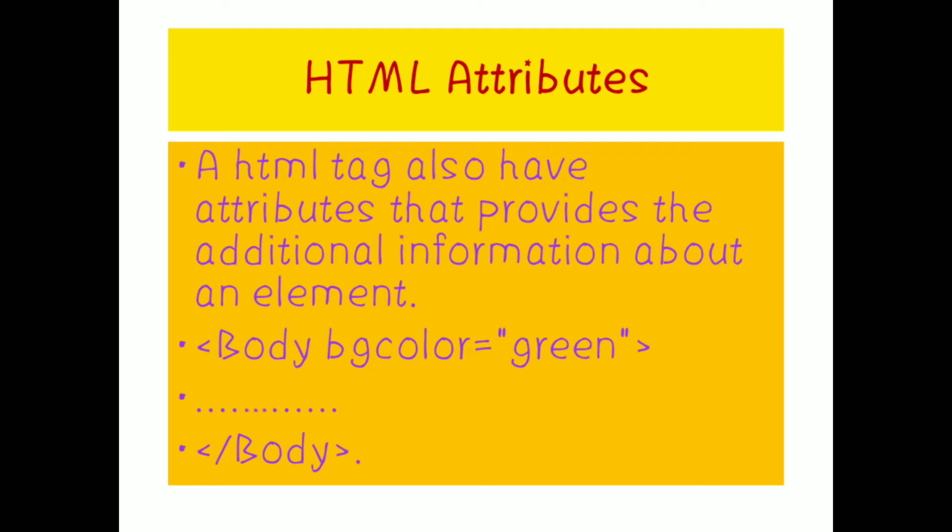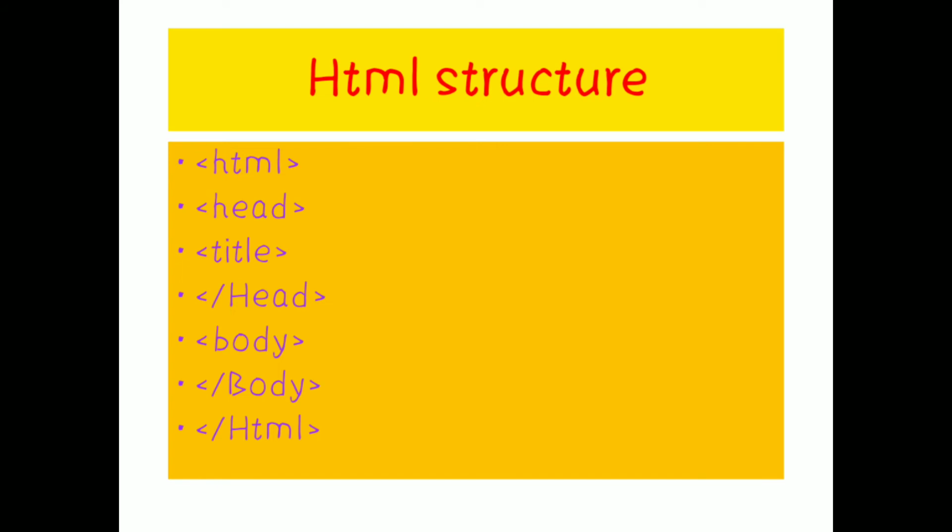After that particular body tag is opened, we will use several tags, and after that we will close the body tag. So what is the attribute here? bgcolor equals green is the attribute in the body tag. Okay children? Clear?